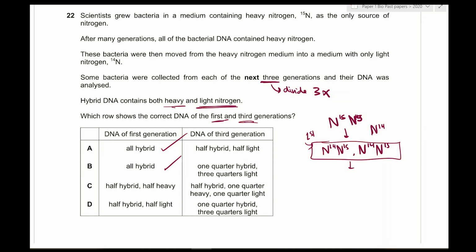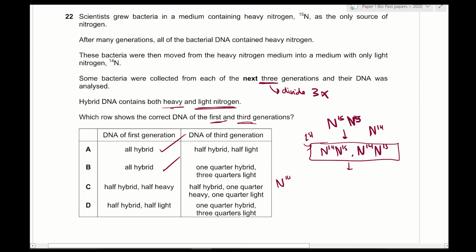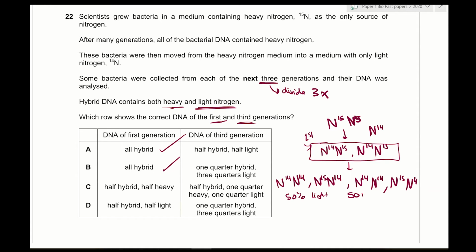Now let's do the second generation. We're adding more N14, so N14, N14, N15, N14, N14 and N14, N15 and N14. Now we have here half light nitrogen, so 50% light, and 50% hybrid. This is for the second generation.